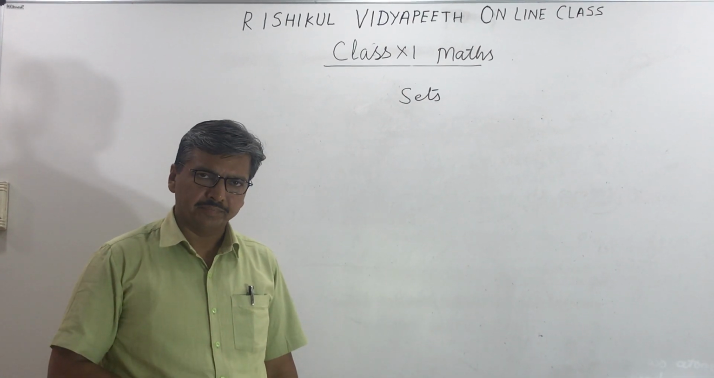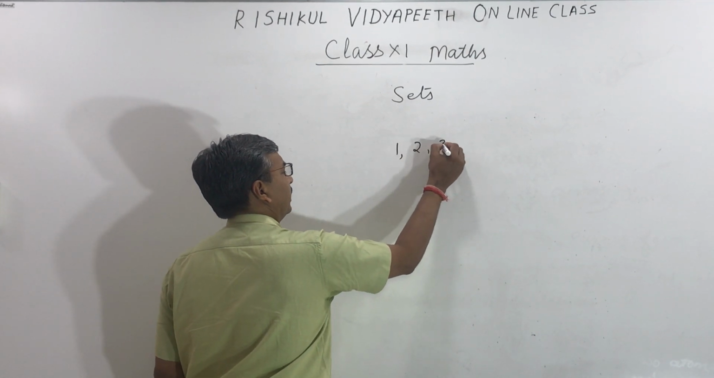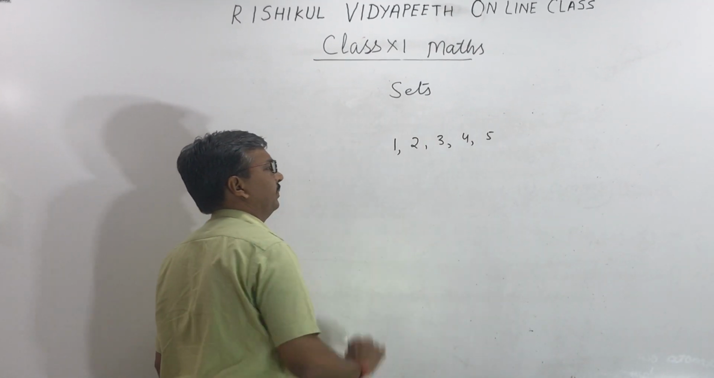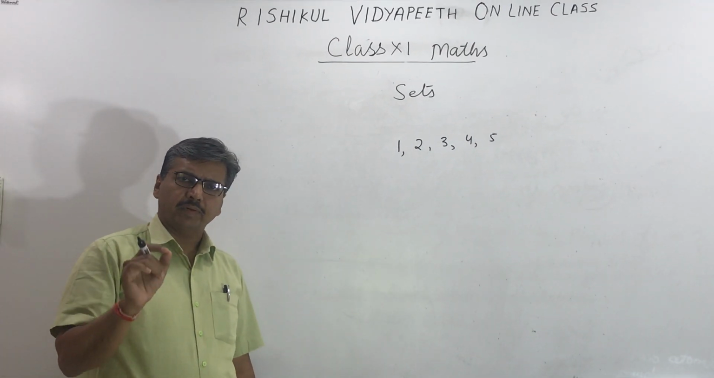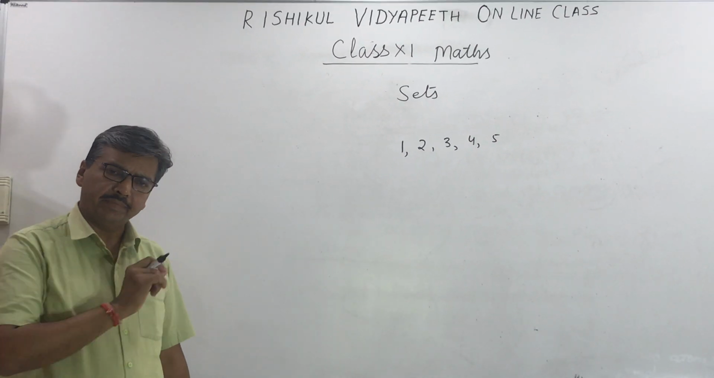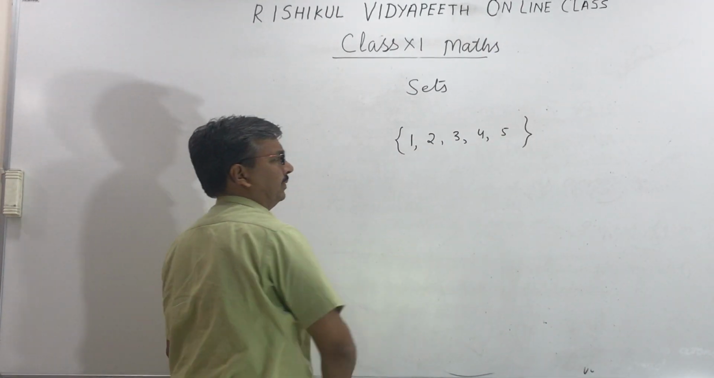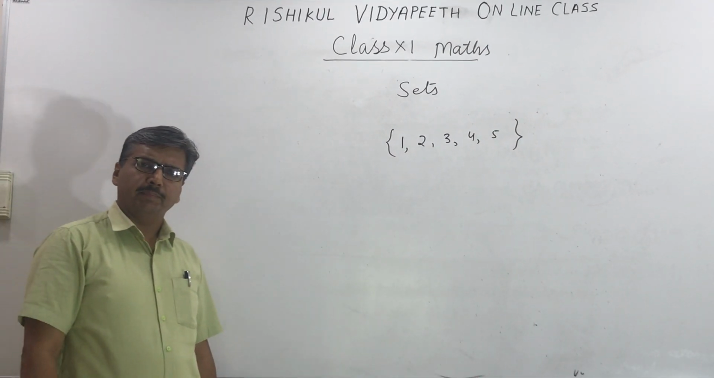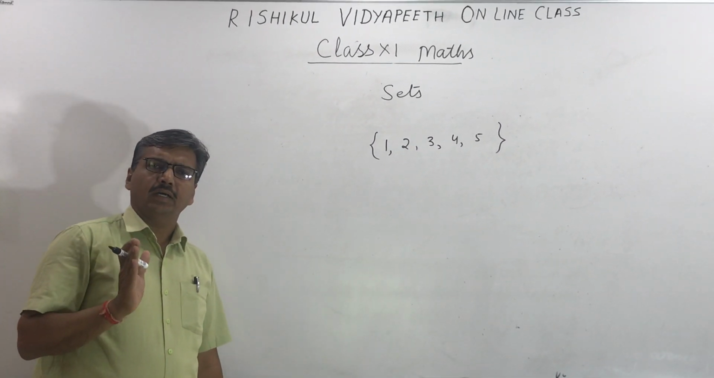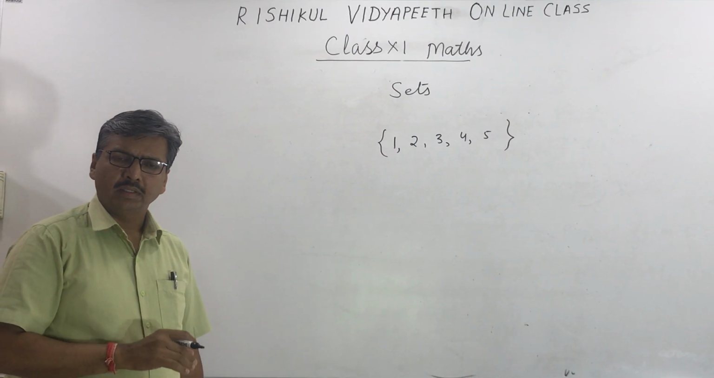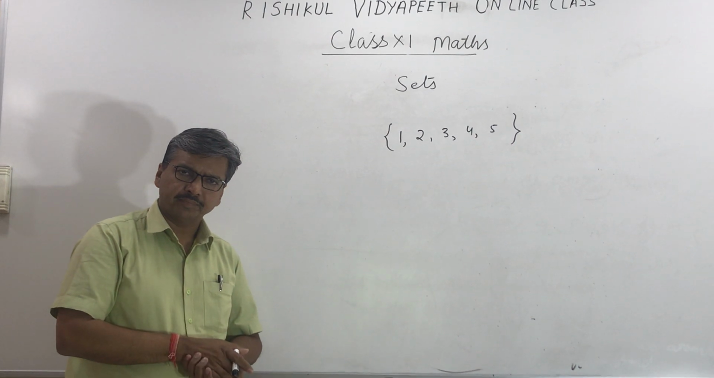What is a set? If I write 1, 2, 3, 4, 5, these are natural numbers, the first 5 natural numbers. And if I write these numbers in curly brackets, this has become a set. Now, what will be the definition of a set? A set is a well-defined collection of objects.